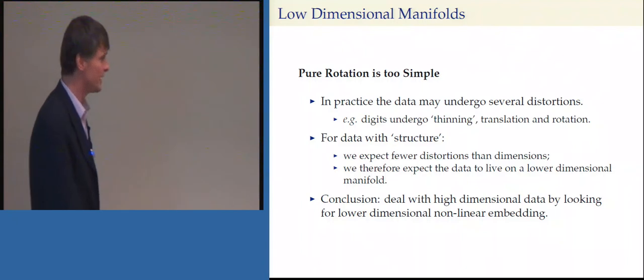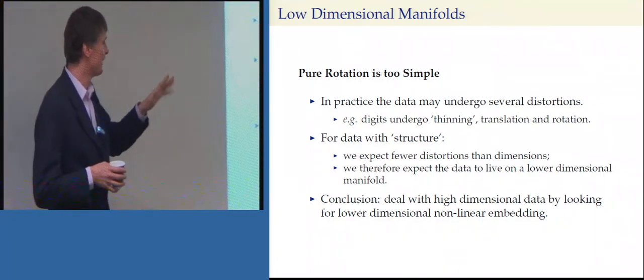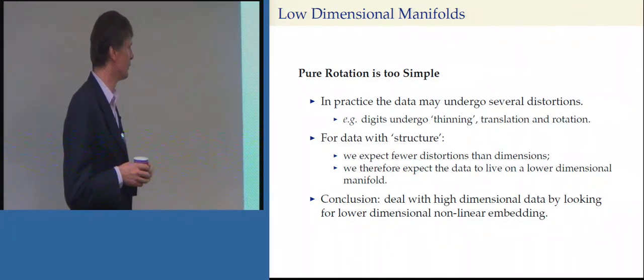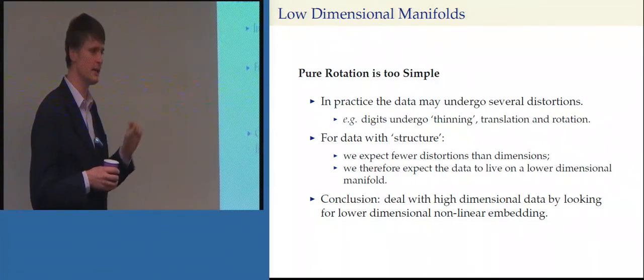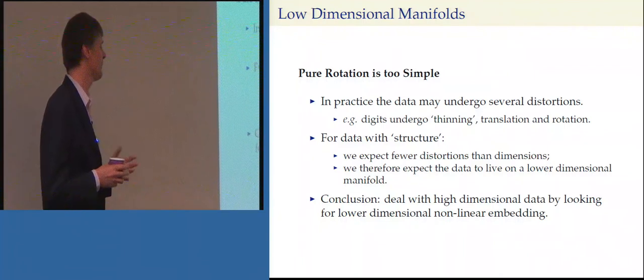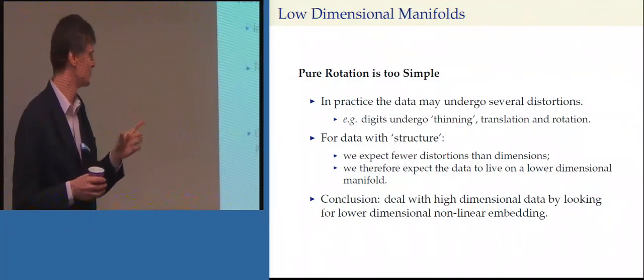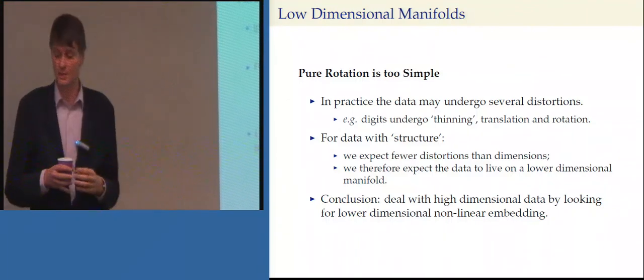But of course, pure rotation is too simple. The distortion of these template objects should probably be a little bit more than that. So digits, for example, undergo thinning, so their strokes become thinner and they stay digits. They undergo translation, and there are other transformations. 7s can have cross bars appear and disappear, and all these items stay as original digits.